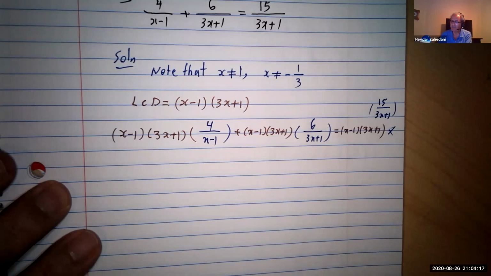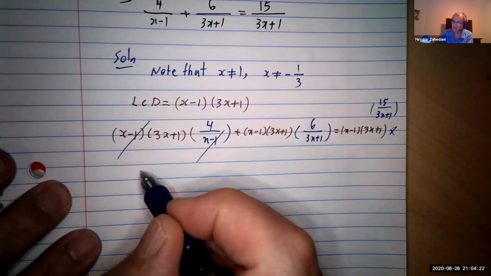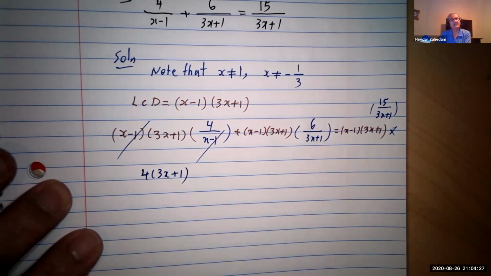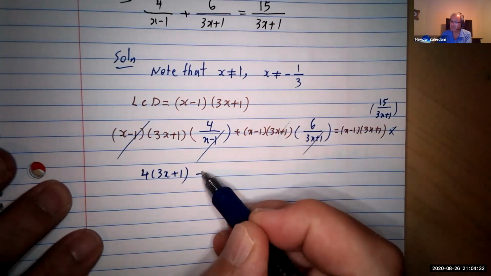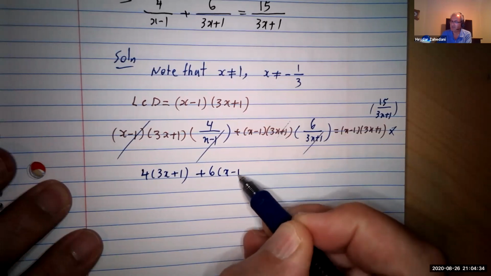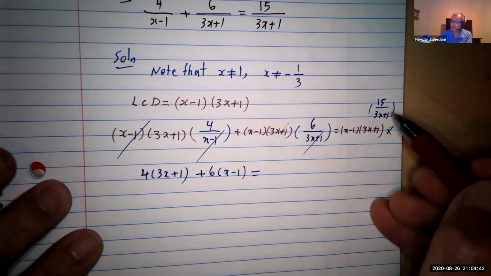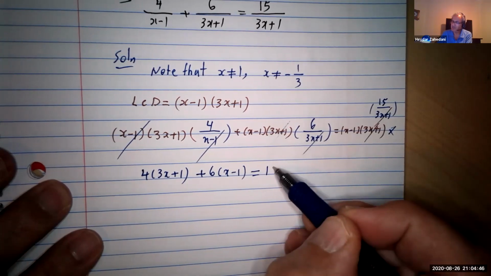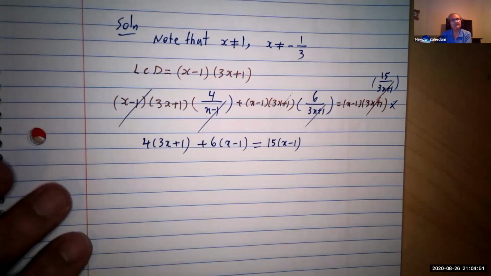Simplify. So this x minus 1 and x minus 1 would cancel out. The leftover would be 4 times 3x plus 1. The second one, 3x plus 1 and 3x plus 1 would be out. So that gives us 6 times x minus 1, is equal to what we have over here. We have a 3x plus 1 and the 3x plus 1 cancel out. So the result would be 15 times x minus 1. Any question?